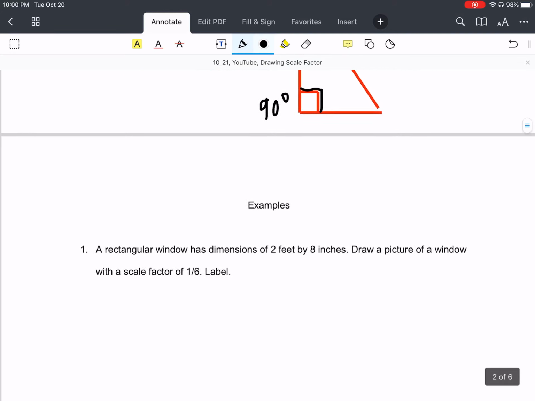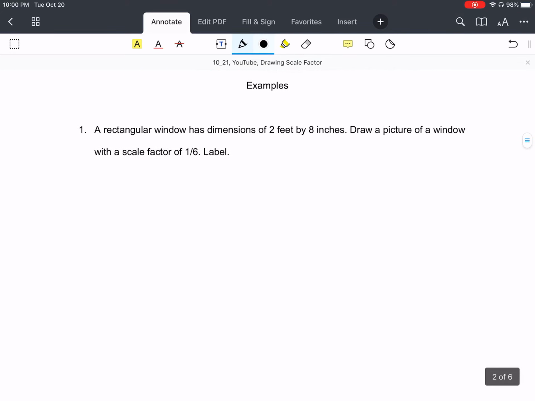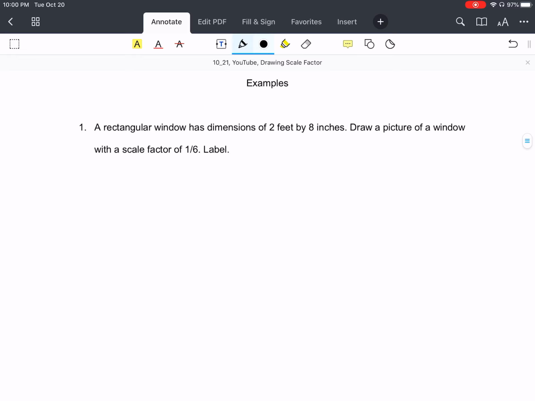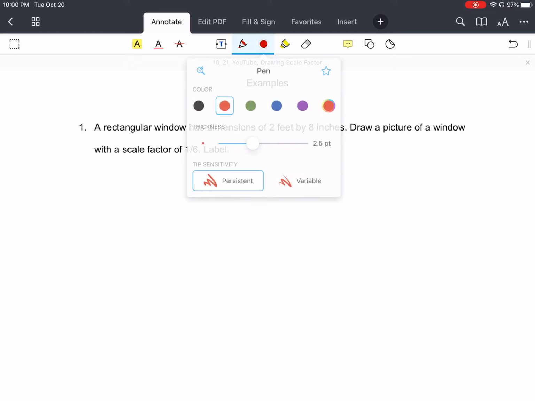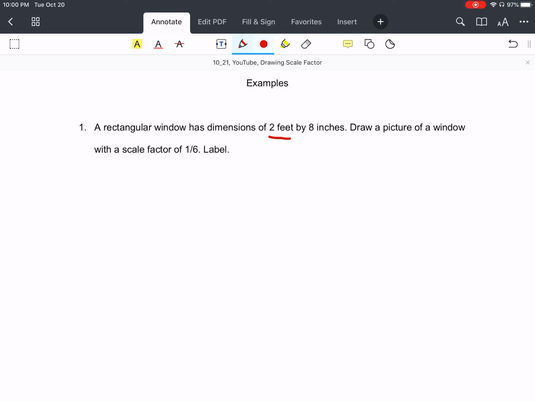Okay, examples. A rectangular window has dimensions of 2 feet by 8 inches. Draw a picture of a window with a scale factor of 1/6. So the first thing we need to do is figure out what our new dimensions are. So we are going to multiply both 2 feet and 8 inches by 1/6.